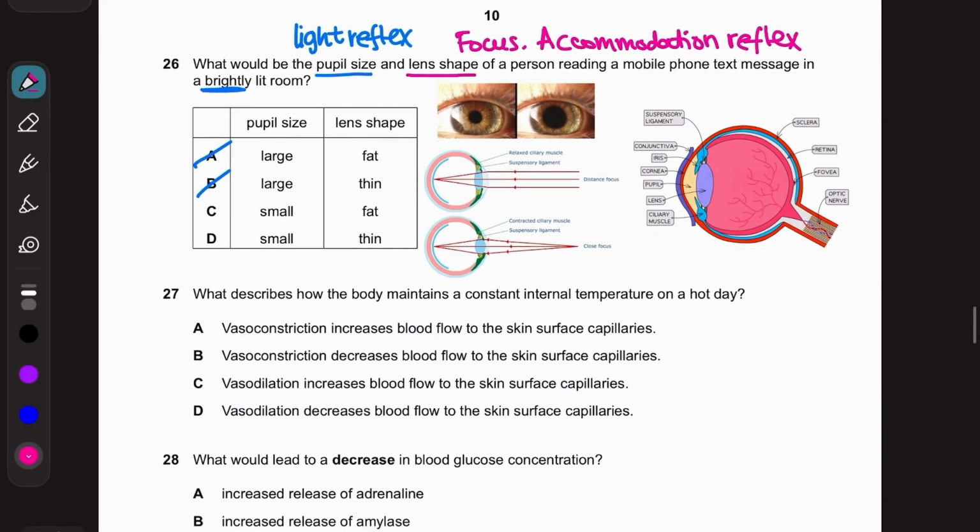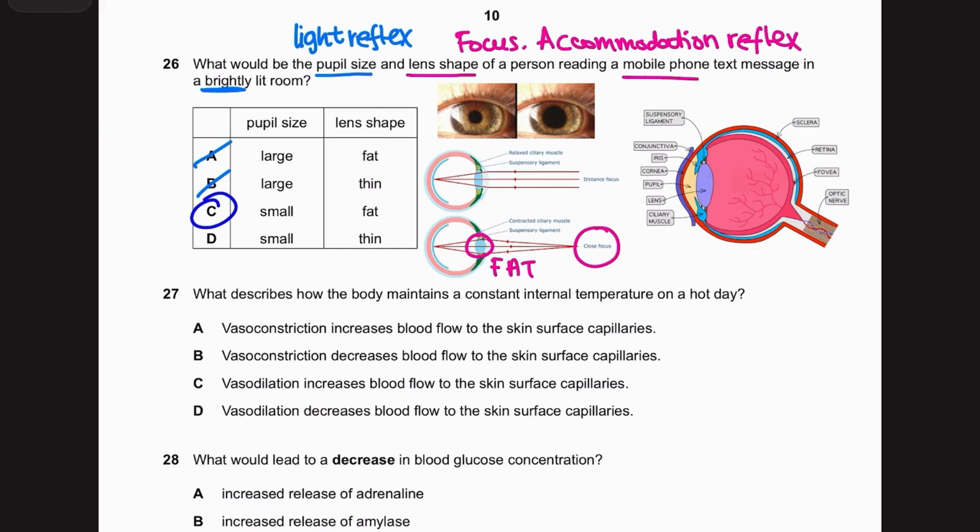It says here, the mobile phone. What's he reading? He's reading his mobile phone. Well, your mobile phone, is that going to be far away or close? It's very close, right? You're literally holding it in front of your face, right? So therefore, it's nearby. If it's nearby, then the shape of the lens will be fat, right? Near is fat, and therefore the answer is C, because I need the fat lens.